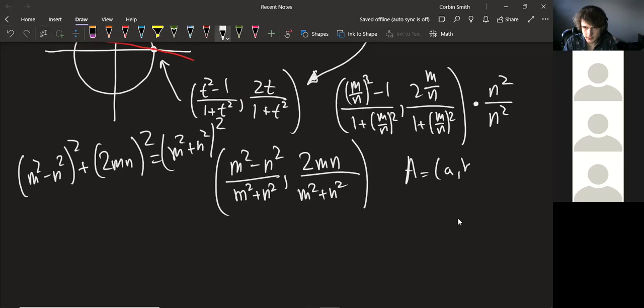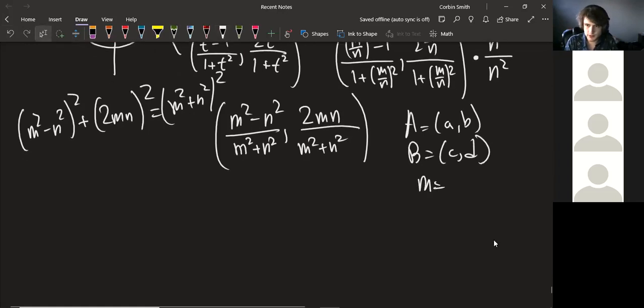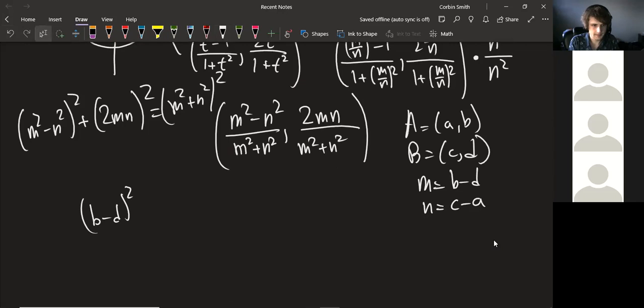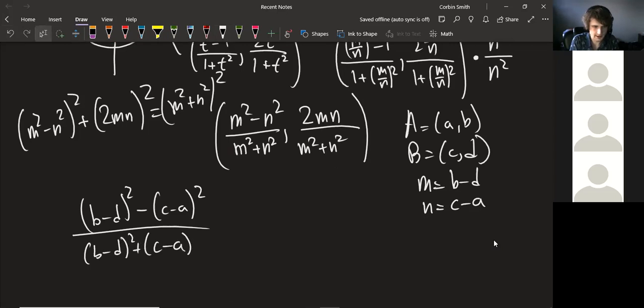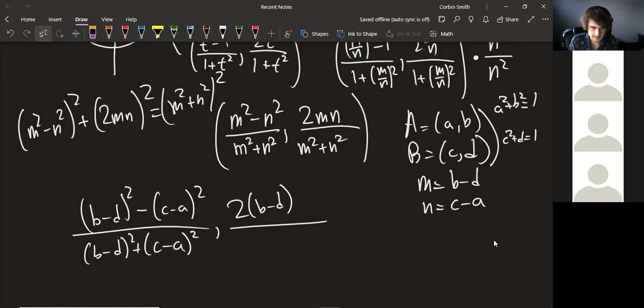And so if we set point A equal to little a comma b, and point B equal to little c comma d, then if we set m equal to b minus d and n equal to c minus a, we end up with (b minus d) squared minus (c minus a) squared over (b minus d) squared plus (c minus a) squared. So here we have a squared plus b squared is equal to 1, and c squared plus d squared is equal to 1. And then we have 2(b minus d)(c minus a) over (b minus d) squared plus (c minus a) squared.